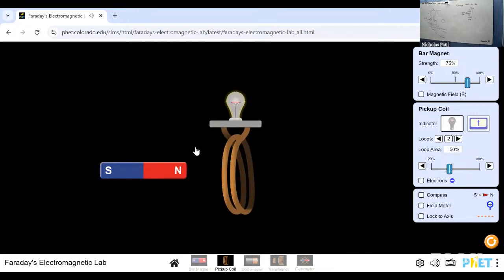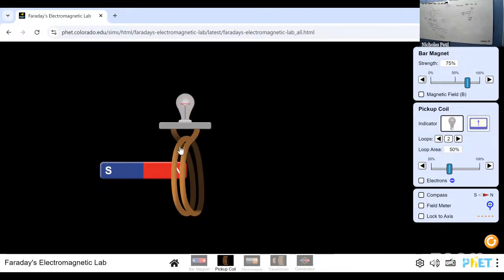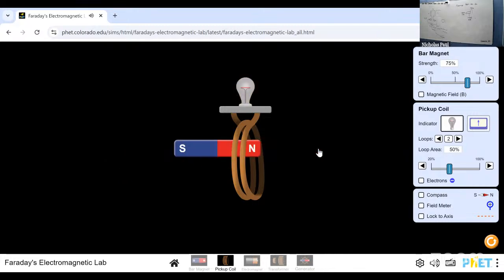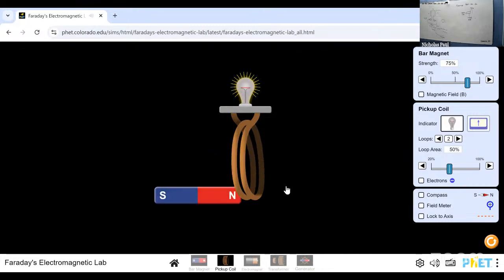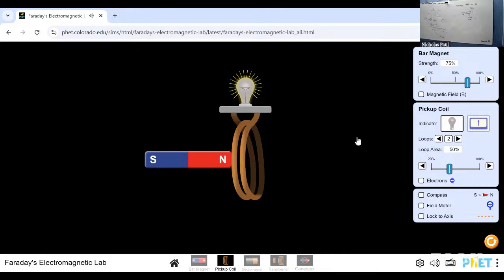See that? As I move it, you see the current being induced. See the bulb lighting up. So it means that whenever I move a conductor in a magnetic field, you get current. You might recognize the faster I move it, you see how bright it is. If I do it slow, it's not lighting up that much. But if I do it fast, it would light up more.